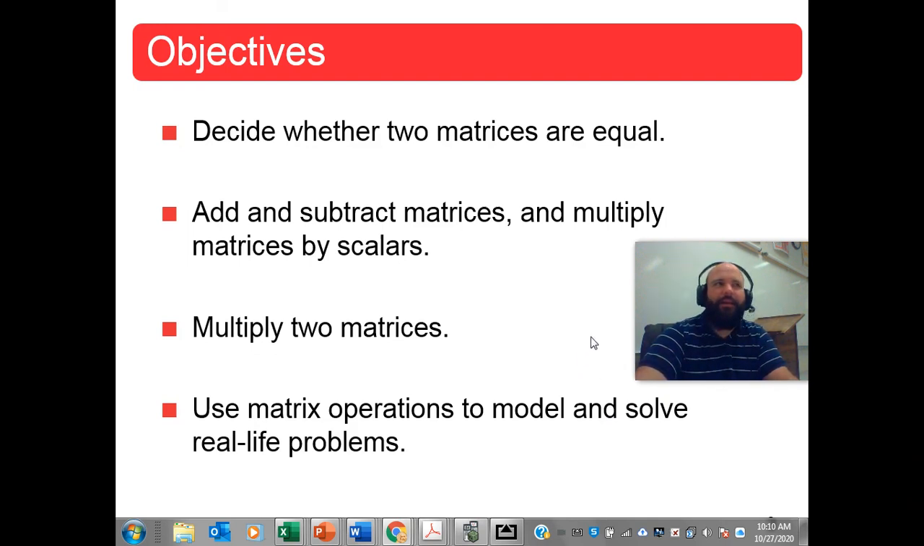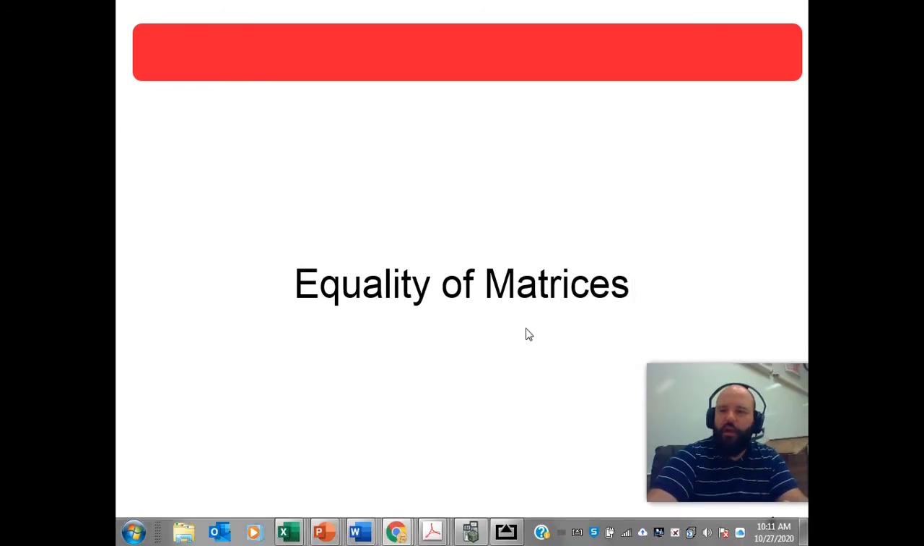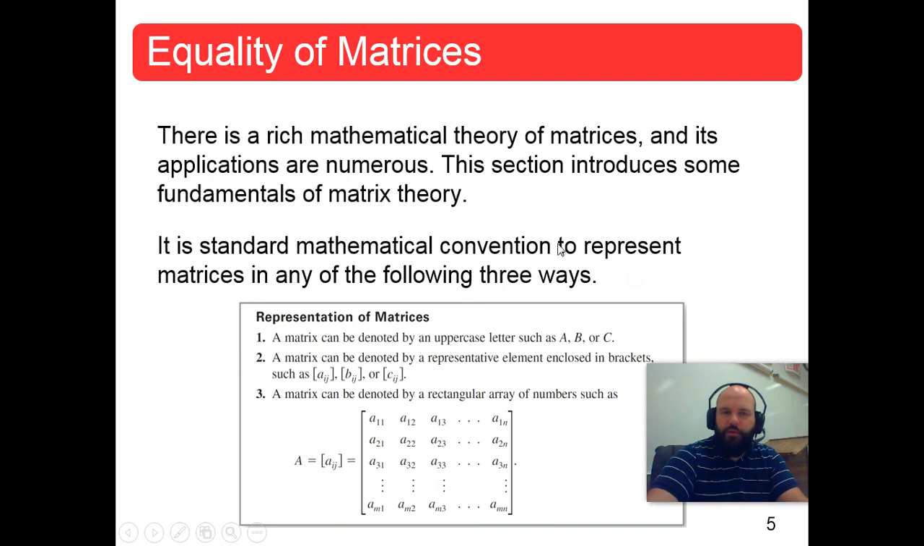It's kind of like division with fractions. We don't divide, we multiply by the reciprocal. Something similar to that happens with these matrices, which I'm going to explain to you, but that'll be for another video, not today's video. So first we want to talk about equality of matrices. What does it mean to actually have two matrices that are equal?